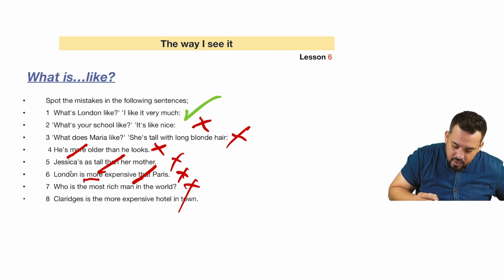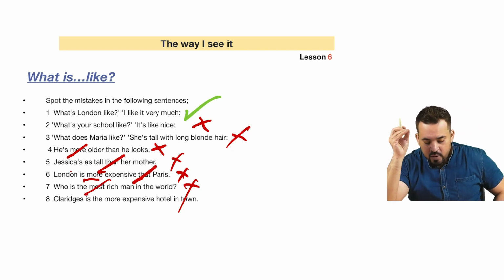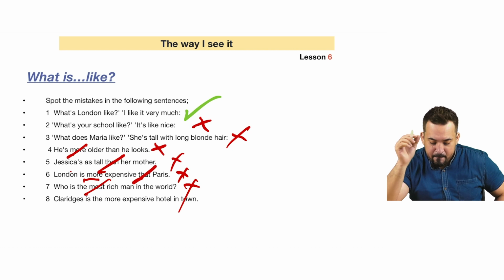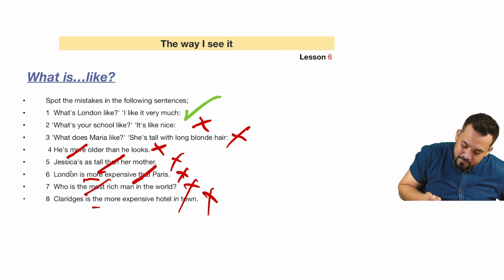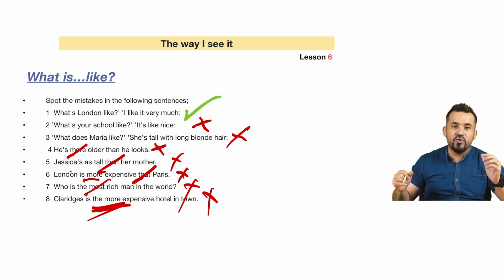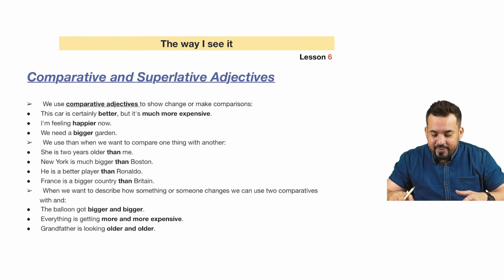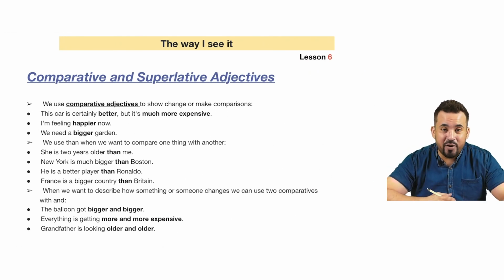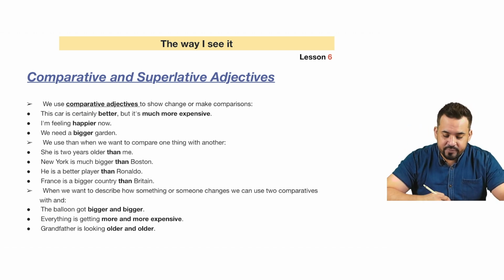All right. Last one. Claridge's is more expensive. Claridge's is the more expensive hotel in town. Again, this is wrong because here we have to say the most expensive. Here we have to use the superlative and not the comparative. All right, now let's take a look at comparative and superlative. We covered this before, but this is a revision.